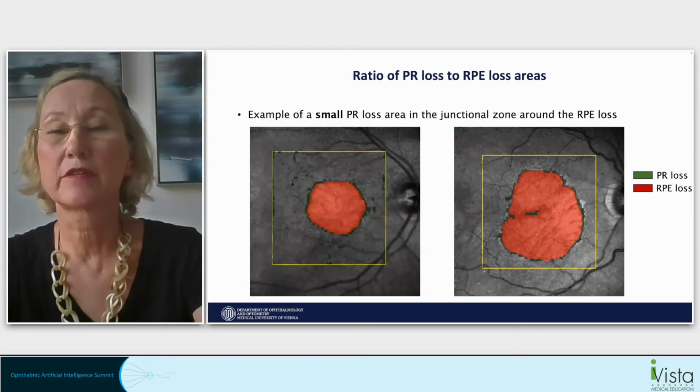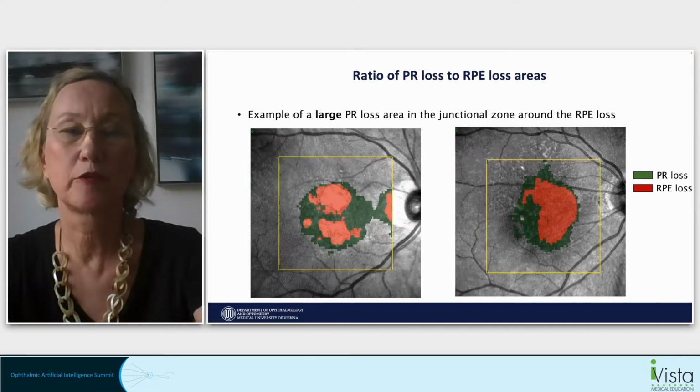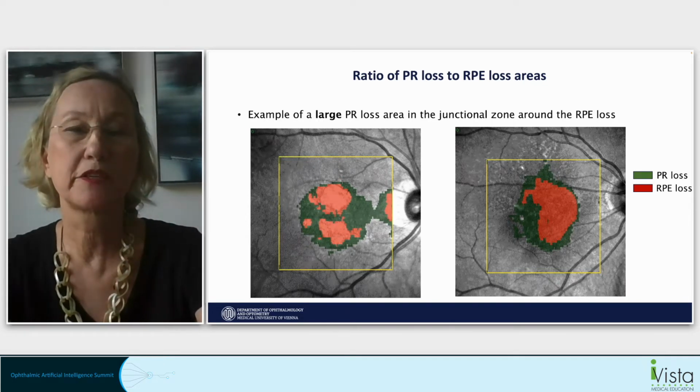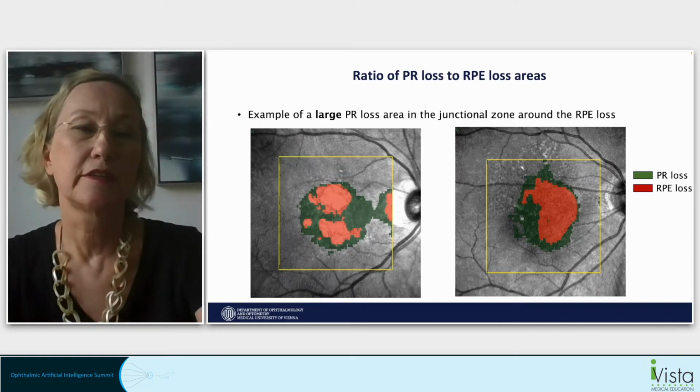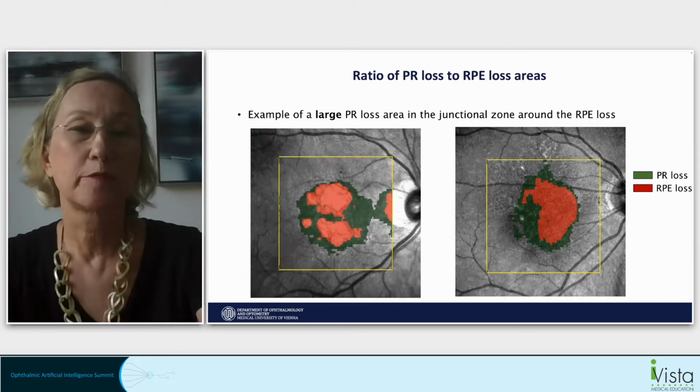Now it is. So you can clearly tell that the red area, RPE loss, follows the green area, which is photoreceptor loss. In these images, there was little dynamic in disease activity, so little therapeutic response to be expected. In these images here, there is a huge ratio difference between RPE loss in red and photoreceptor loss in green.